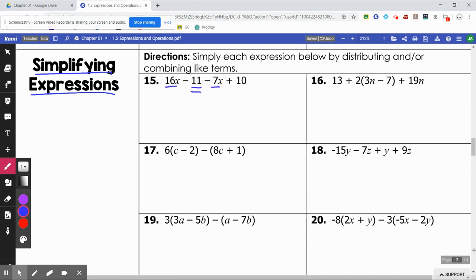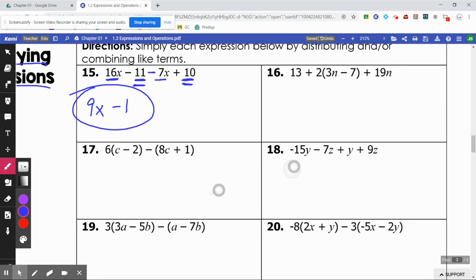So what we're going to be doing here is we're going to put our x's together by combining them. 16x's minus 7x's gives you a total of 9x's. A negative 11 and a positive 10 don't have x's, so those are also like terms. They're called constants. When you add the constant negative 11 and the constant positive 10, it gives you a negative 1 or a minus 1, and you're done. That's all your like terms. You combined all your like terms.